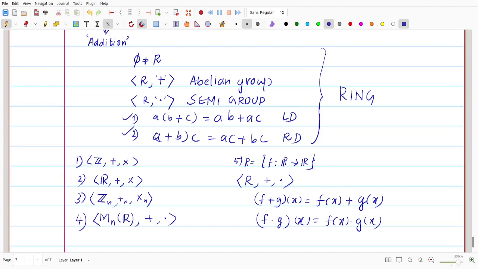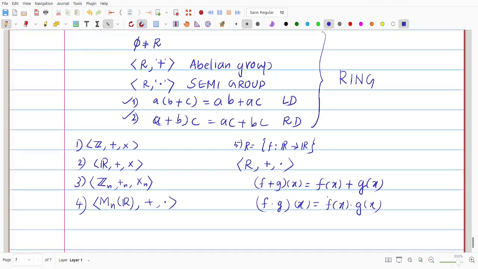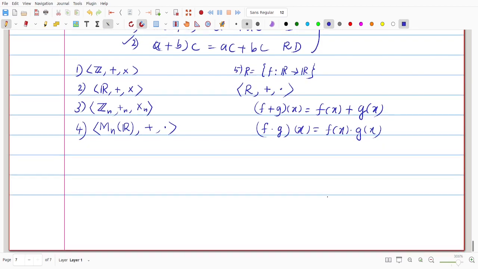There are many other examples. For instance, if you have any two rings, then the Cartesian product of rings is again a ring. Likewise, the Cartesian product of groups is a group. And next we discuss a simple but very interesting theorem.